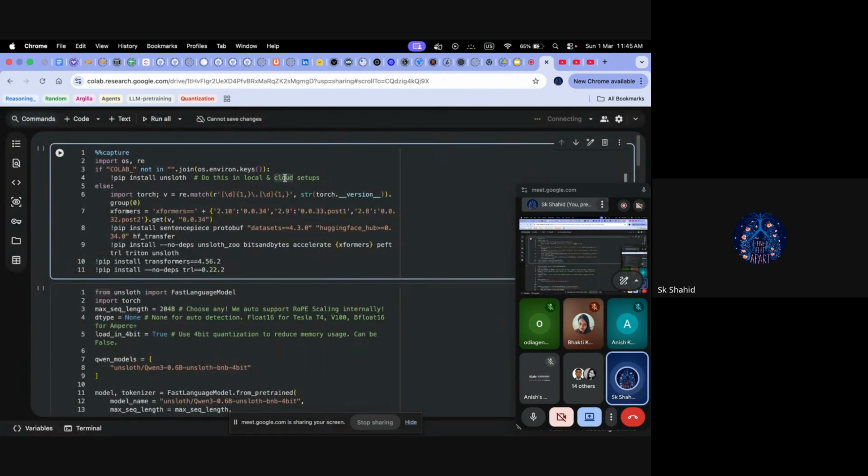Okay, so I've prepared one very small script here to give you an overview of exactly how we really fine tune. Here we need to wait until the runtime gets connected.